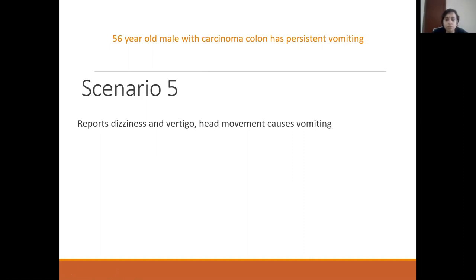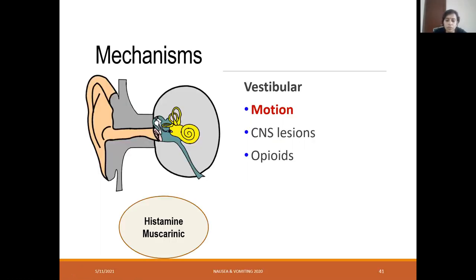Dizziness and vertigo, head movement causing vomiting. Very easy one. Sometimes patients after starting opioids can tell you that they have vertigo. Motion related, the receptors would be histamine and muscarinic, and we mentioned the drug also.